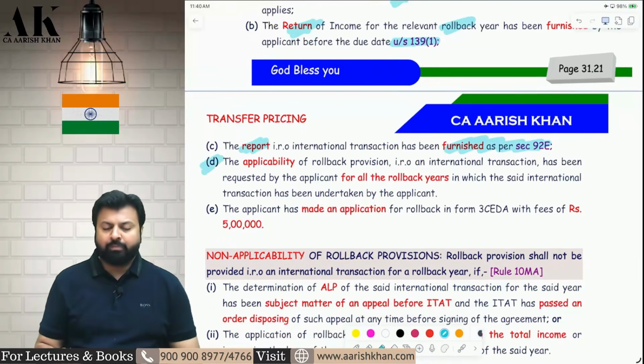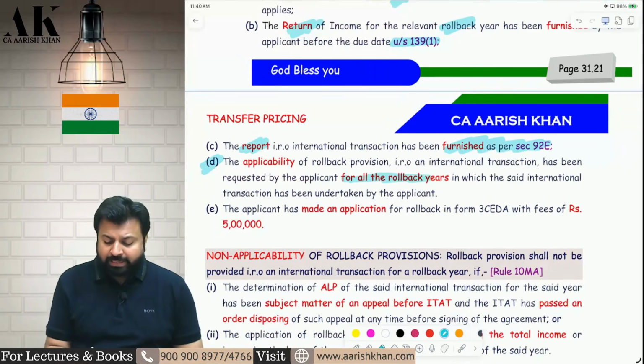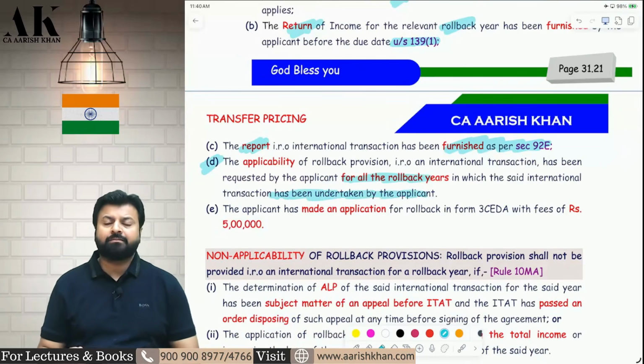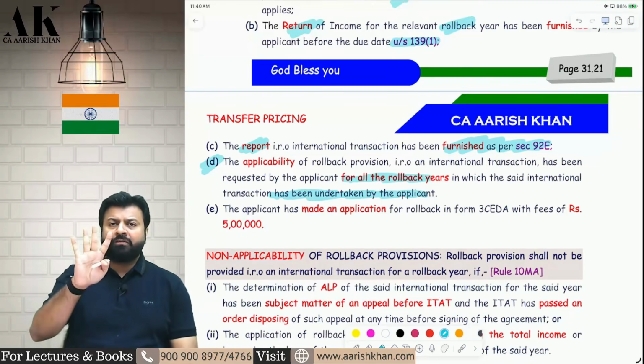Point number D, very important point. If you want to roll back, you have to roll back for all the years for which an international transaction has been undertaken. So either you come in for all 4 years or else don't come.